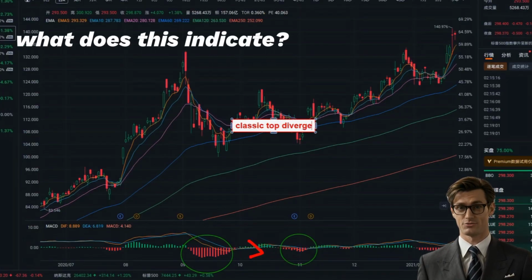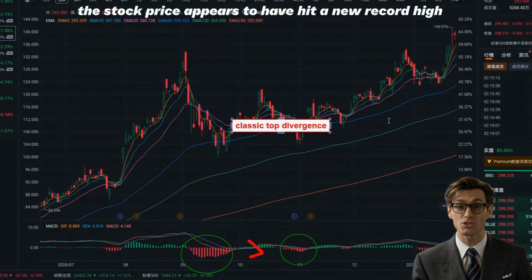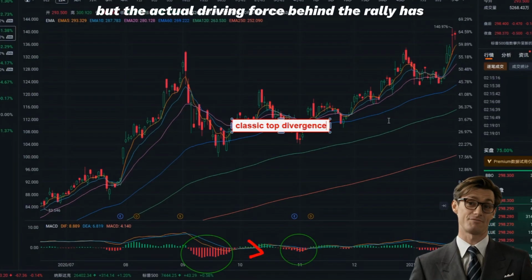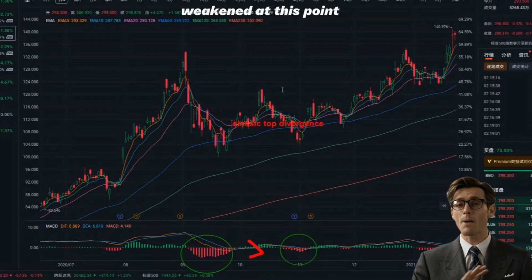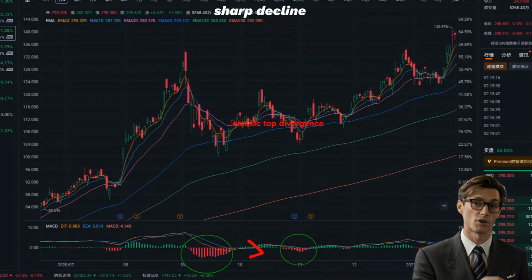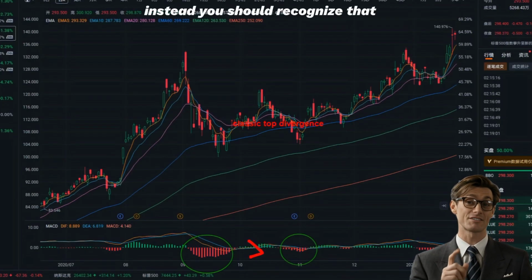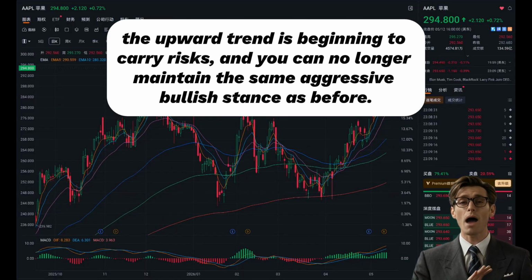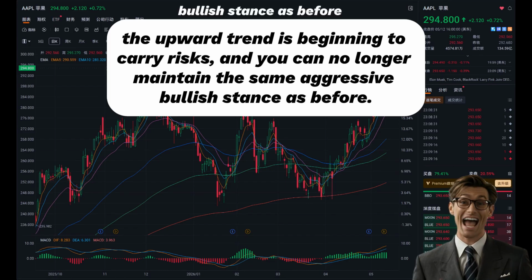What does this indicate? The stock price appears to have hit a new record high, but the actual driving force behind the rally has weakened. At this point, you shouldn't simply interpret it as an immediate, sharp decline. Instead, you should recognize that the upward trend is beginning to carry risks, and you can no longer maintain the same aggressive, bullish stance as before.